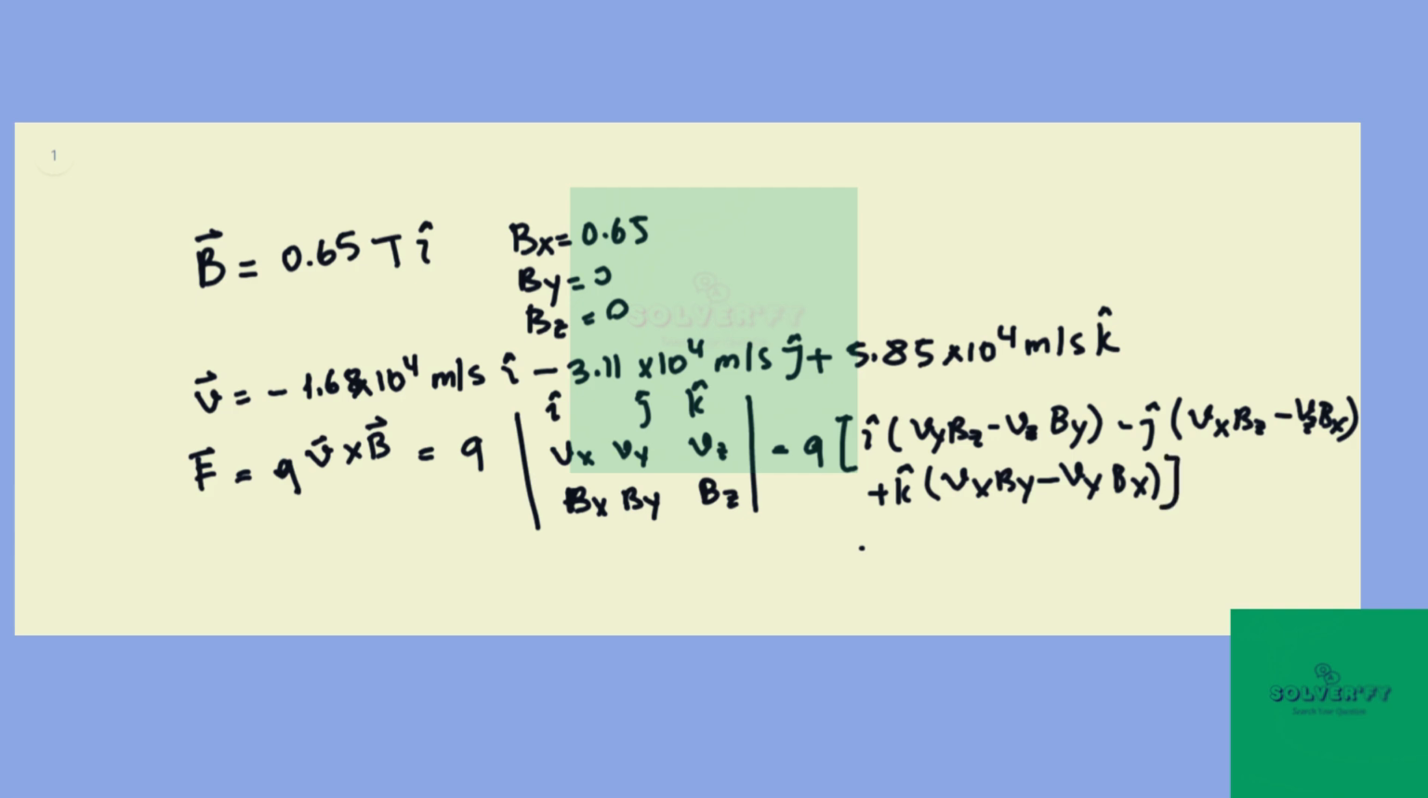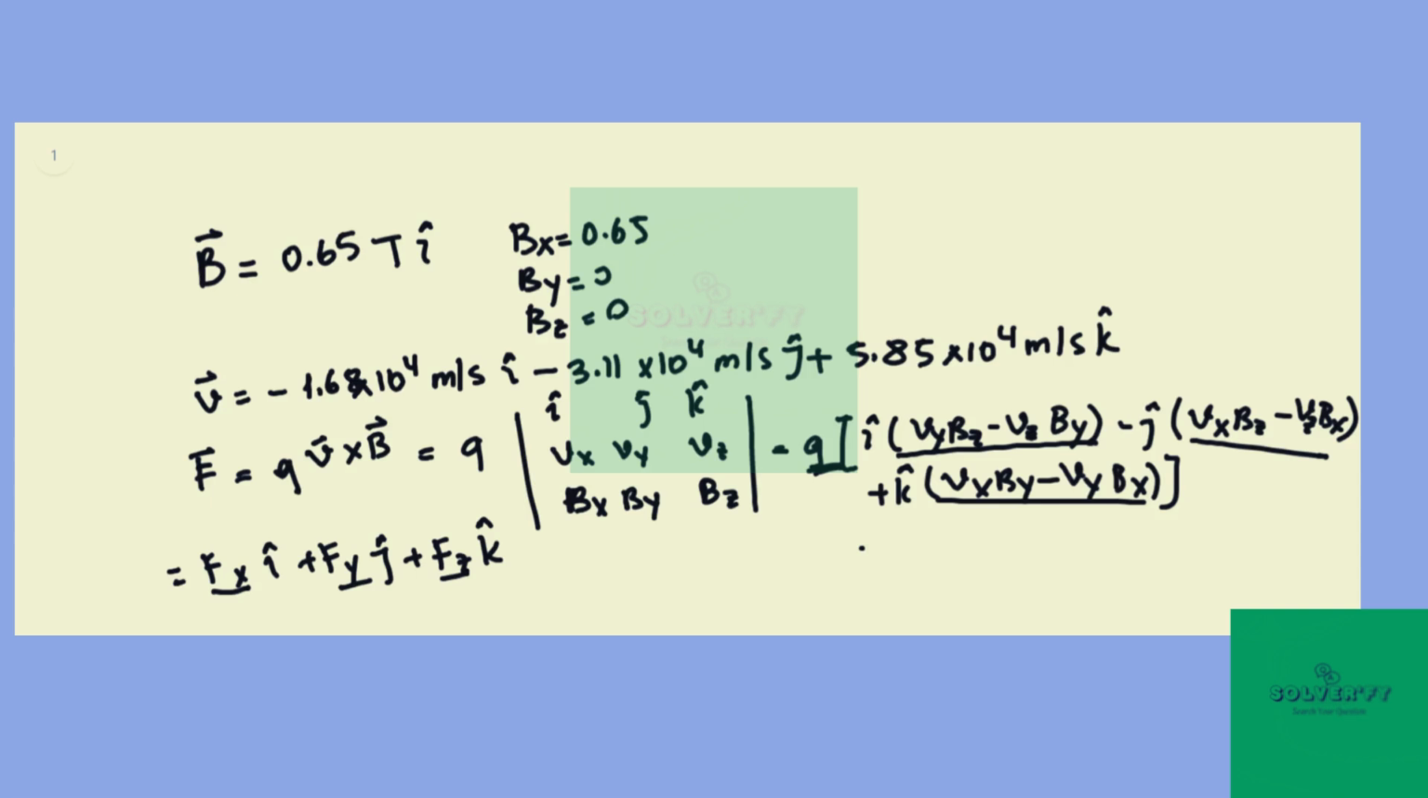This is going to be equal to Fx, the x component, times i hat, the y component of the force times j hat, and the z component of the force times k hat. So then each term, Q times this, for example, is going to give us the x component, right? And Q times this term is going to give us the y component of the force. Q times this term is going to give us the z component of the force.